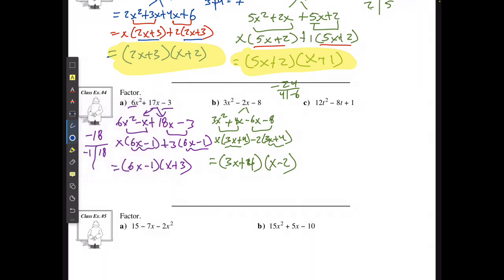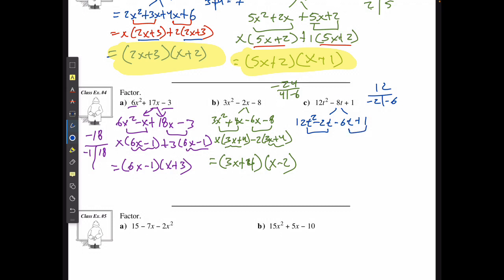For example C, same thing. 12 times 1 gives me 12. Two factors of 12 that add up to negative 8. They're both going to be negative, and that's going to be negative 2 and negative 6. So I'm going to split up that middle term and say I have 12t squared minus 2t minus 6t plus 1.